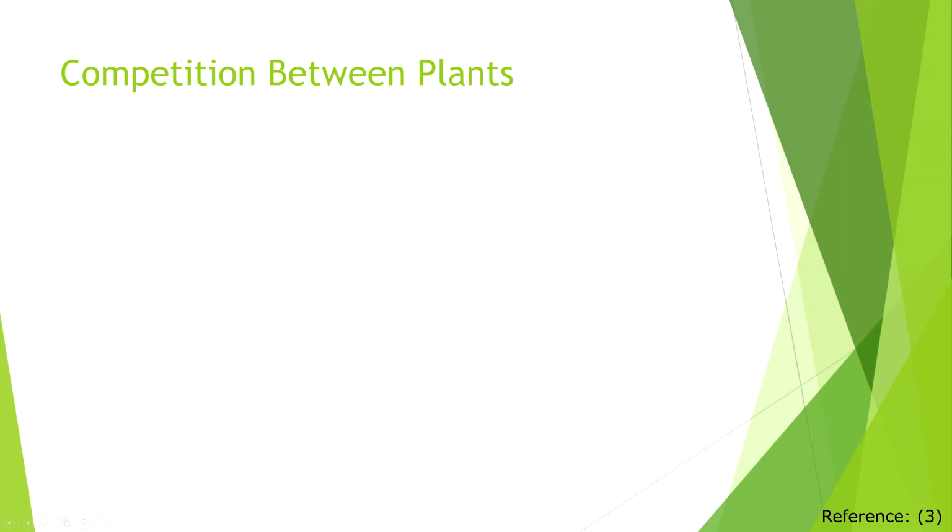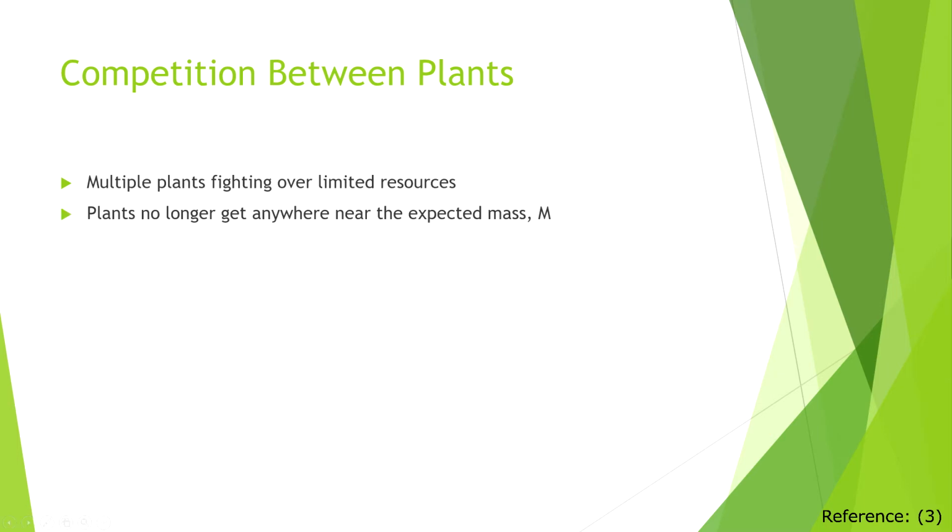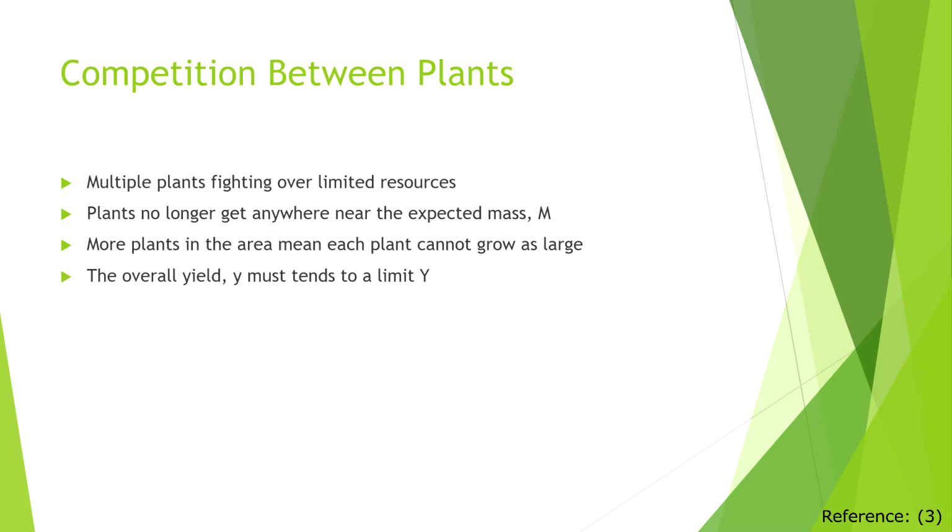However, in reality there will be limited resources and multiple plants fighting over these resources. This means that the maximum mass for each plant in that area is no longer the maximum mass of one individual plant growing without competition. Limited space for growth of roots and limited resources means that plants can't reach their limit. Planting more crops in a given area reduces the maximum mass that each plant can reach, thus the yield tends to a maximum yield, Y max. The yield follows a simple logistic model.